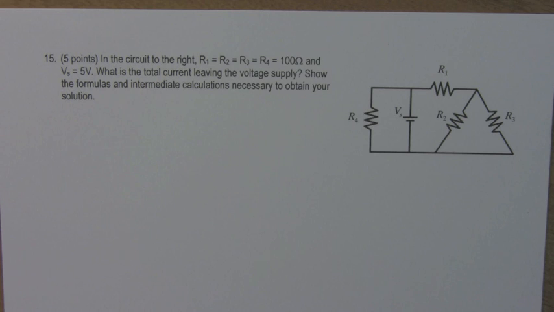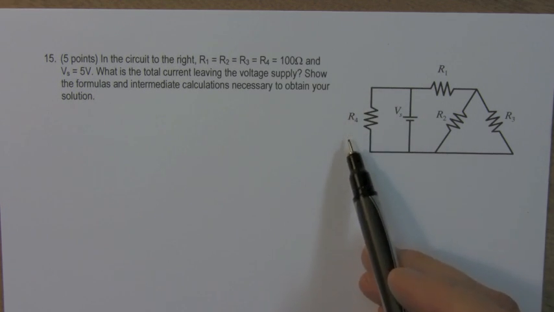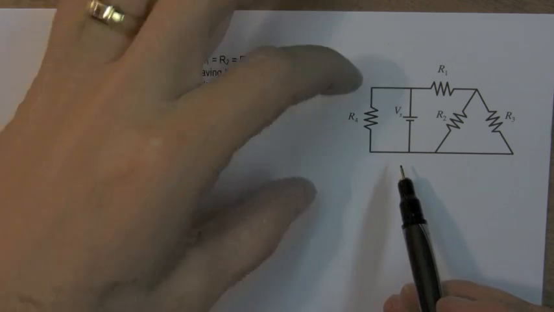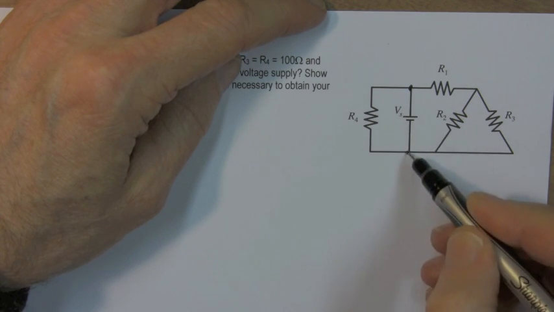So I have to organize this in a way that looks familiar. The first step is to rearrange this so that we can identify the series and parallel paths. Notice that this loop here is in parallel, so we identify these nodes here.